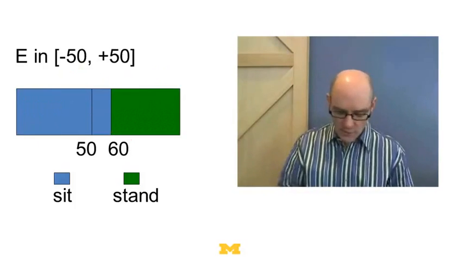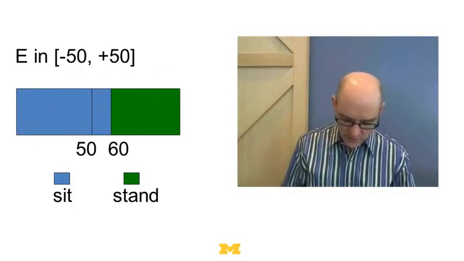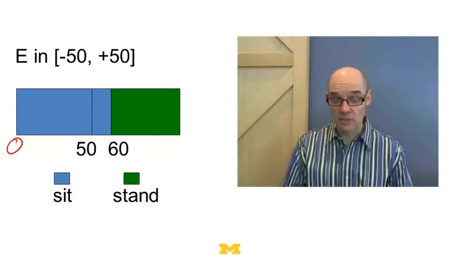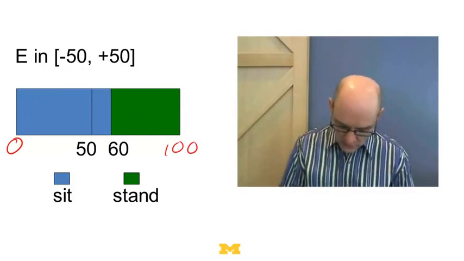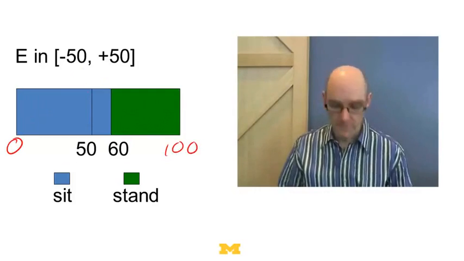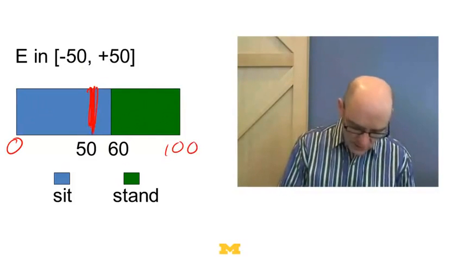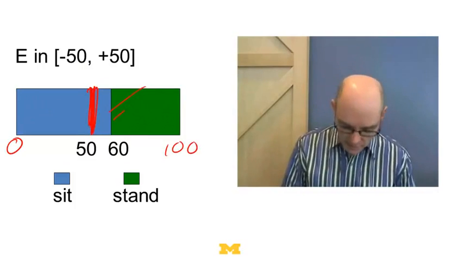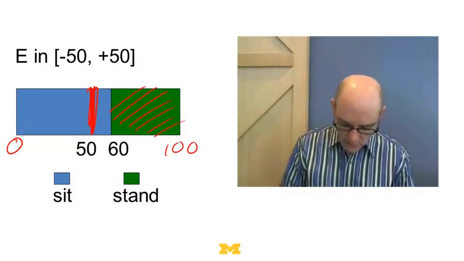But now let's increase the variation. Let's suppose the variation goes from minus 50 to 50. Well, now the people who get the score of minus 50, they're going to give it a score of 0. And the people who get a score of plus 50, they're going to give it a score of 100. Now, once again, the average score is still 50, right? So that's less than 60. So the average person doesn't stand up. But here, all these people stand up.